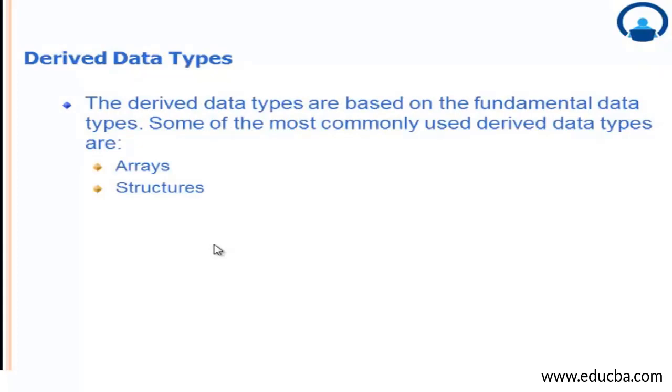Apart from the arrays and structures, you have short int. There is a data type called short int, which is for storing small integer numbers, with minimum range of -2 raised to 15 to +2 raised to 15. This is the size of storing the short integer. You have long integer, you have double float. There are different derived data types which are coming from the fundamental data types.